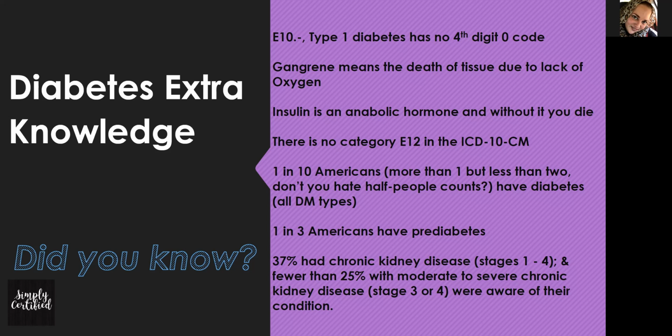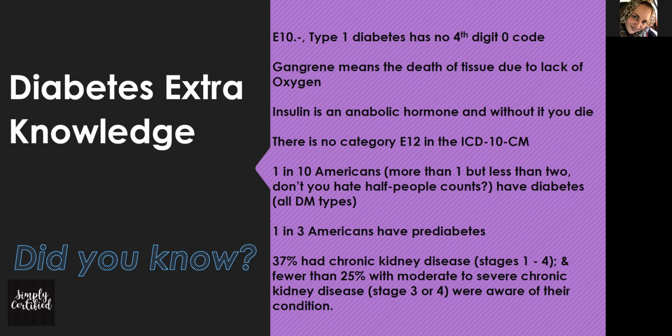One in 10 Americans, actually a little bit over 1, it was 1 point something, more than 1 but less than 2, have diabetes. That's all types, not just type 1 or type 2, just all types. One in 3 Americans have pre-diabetes, but they think that number is a lot higher. Actually, probably 2 out of 3. One in 3 Americans have pre-diabetes.